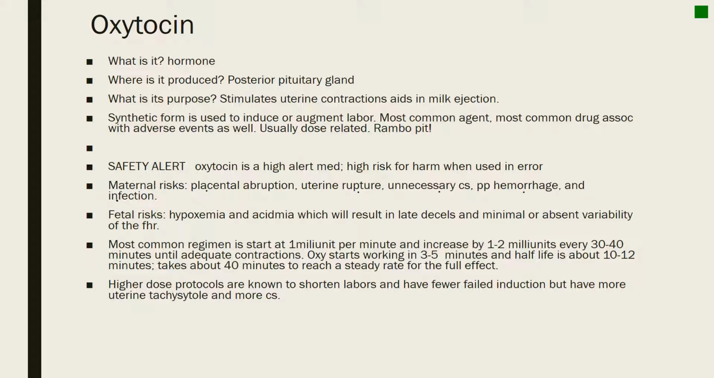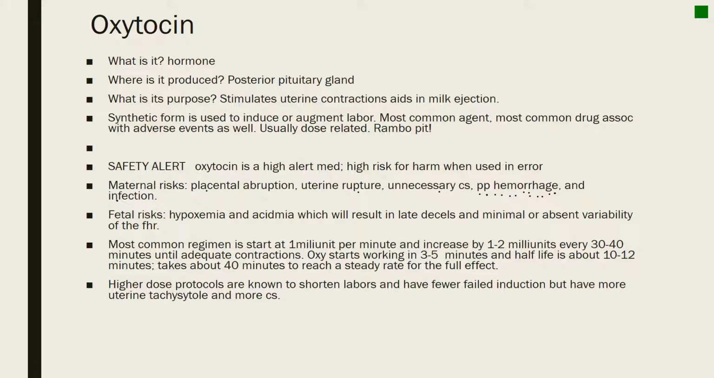Because we increase this Pitocin, the body gets a little bit resistant to the oxytocin. So after delivery, these patients are going to require probably a little more attention because their fundus is going to be a little boggy. There are fetal risks: hypoxemia, acidemia, that results in late decels and minimal or absent variability.